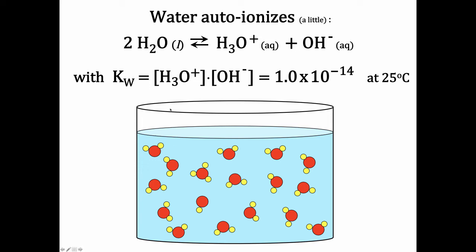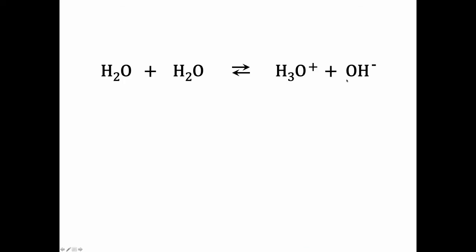Now it's worth noting that in a neutral solution, H3O+ concentration is equal to OH- concentration. But in an acidic solution, H3O+ concentration will be larger, OH- will be smaller, and the reverse for a basic solution. And this product at 25 degrees Celsius will always equal 1 times 10 to the minus 14th.